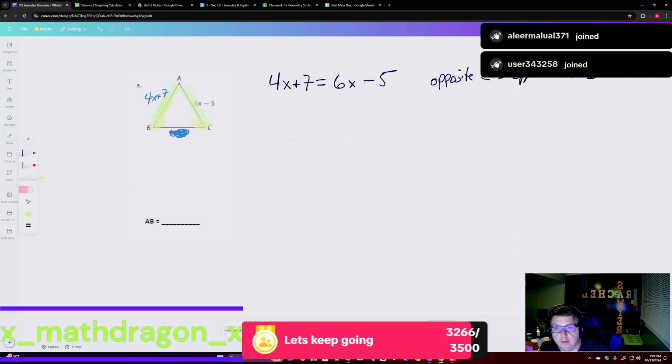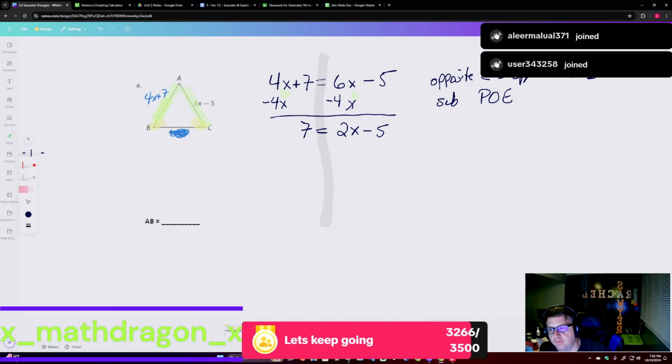So we can underline our variables, draw our line down the middle of the equal sign, and we can see the highlights are on two different sides. So once again, I'm going to subtract 4x from both sides. So subtraction property of equality. That's going to leave me with 7 equals 2x minus 5. And the reason we did that is because we want to zero out the 4x's to get all the x's on one side by itself.